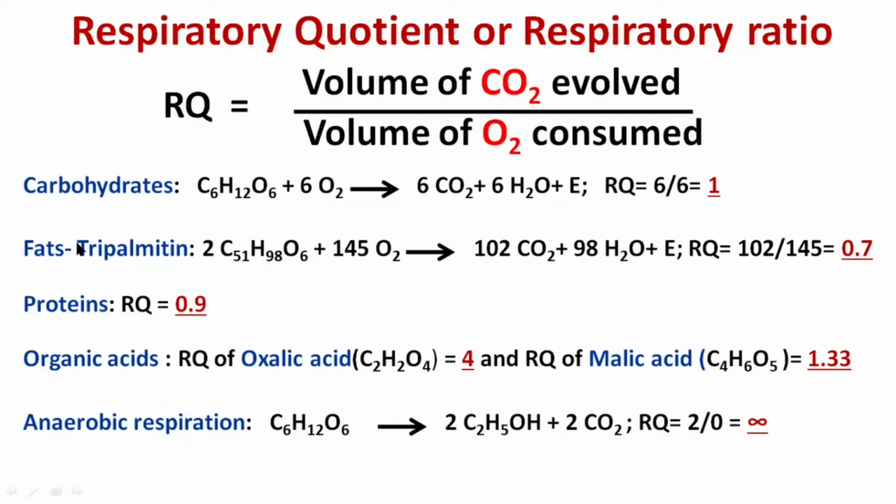When carbohydrates and fats are not available, cells start utilizing proteins. RQ of proteins will be closer to 0.9. The range will be 0.8 to 0.9, and this is also lesser than 1. That is, it is lesser than RQ of carbohydrates, but slightly more than fats. Now let's see about RQ of organic acids. 2 examples that we have taken here are oxalic acid and malic acid. RQ of oxalic acid is 4 and RQ of malic acid is 1.33. If you see, it is more than 1, that is, more than RQ of carbohydrates.